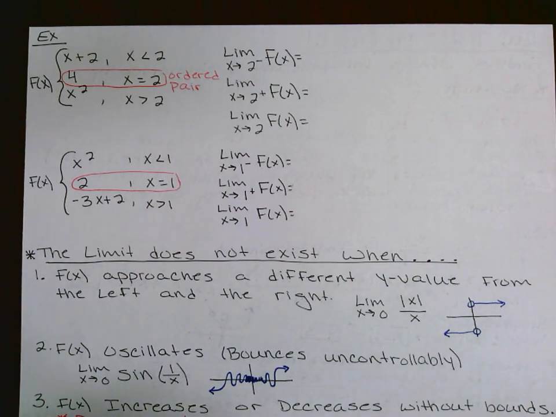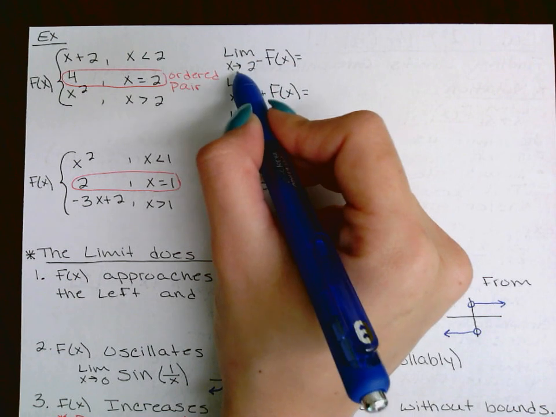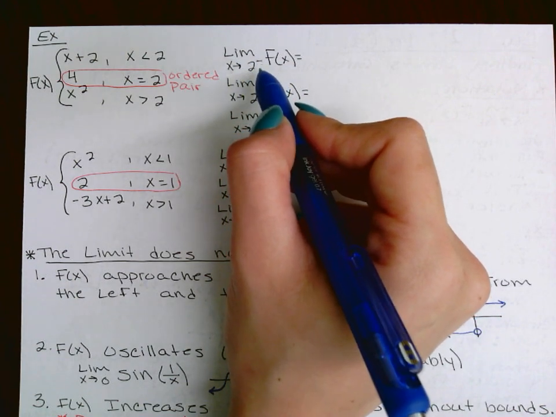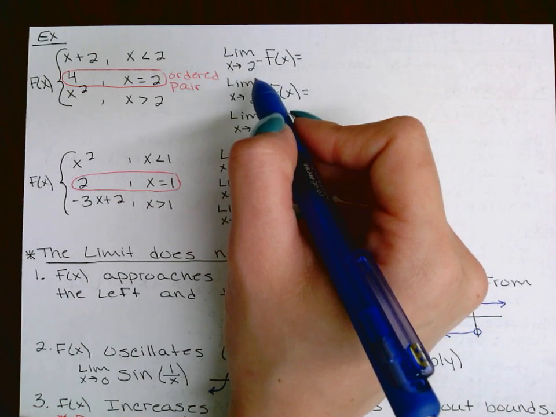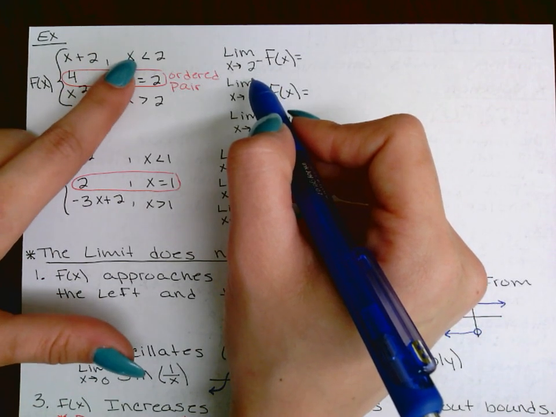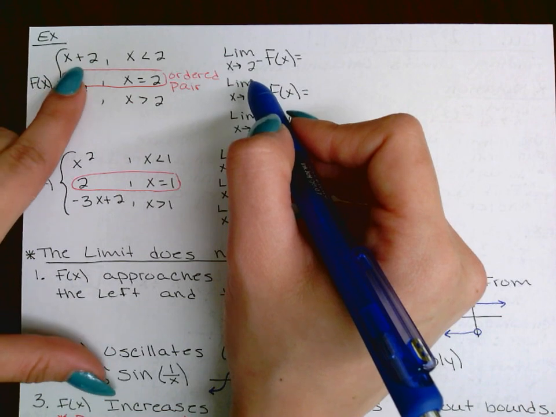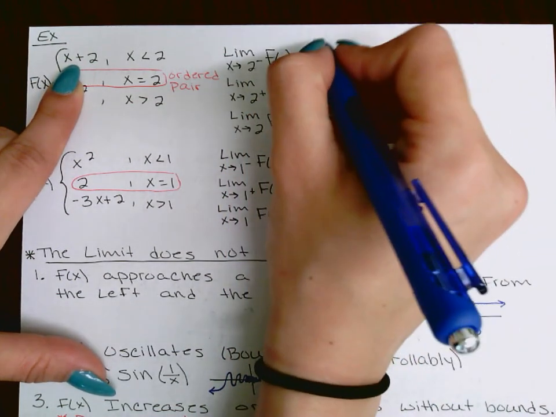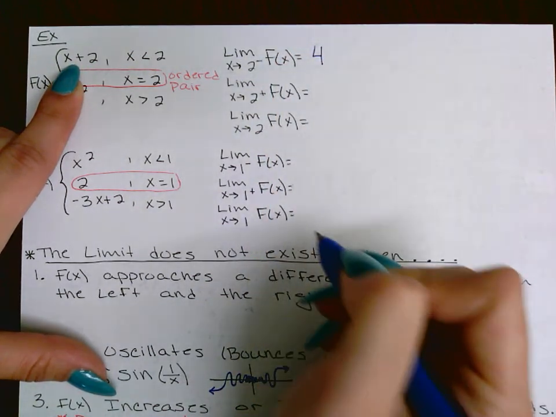Let's see. So now, the first question says to analyze the limit as I approach 2 from the left. Which function am I going to look at for that? The first one, because the first one talks about approaching 2 from the left. So if I plug 2 into this function, what do I get? Good, I get 2 plus 2, which is 4.